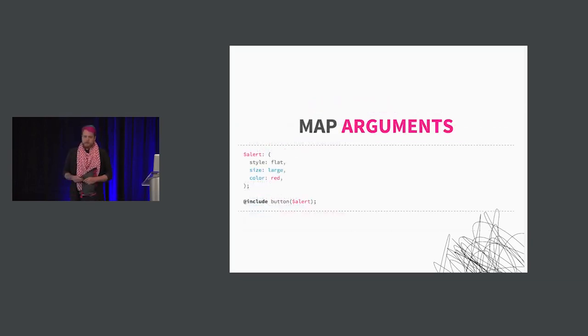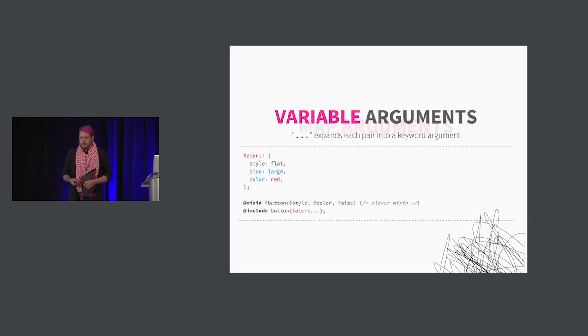You can also use maps as arguments. I had to add this slide because somebody asked me about it the other day. You can pass in a map as an argument to a mixin, and then you can mess with it in there. You can also use variable arguments, which is adding those three dots. And then if your map keys match the argument names, it will just automatically fill them in. So that can also be useful.